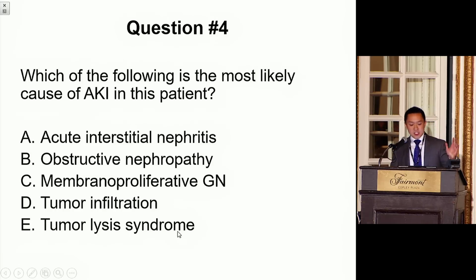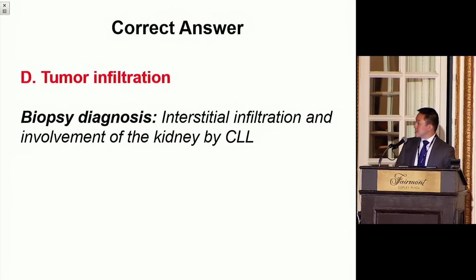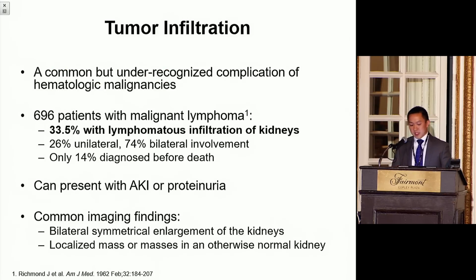All of you in favor of A, raise your hands. B, C, D, and E. All right, all of you who said D are correct. This is an example of tumor infiltration of the kidney. So this patient had CLL that had infiltrated the parenchyma of the kidney.